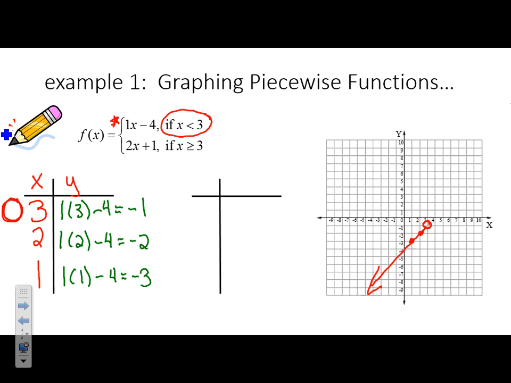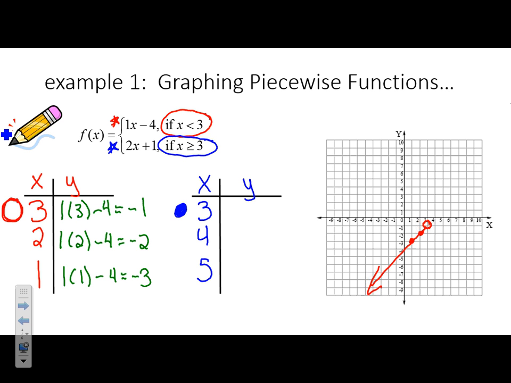Now we're going to move on to our second function. So we have our x and our y. Now our restriction is that x is greater than or equal to 3. So we're going to start at 3 and then we're going to get greater. So we'll use 4 and 5. Now it's also equal to, so this is going to be a closed point when we graph it.